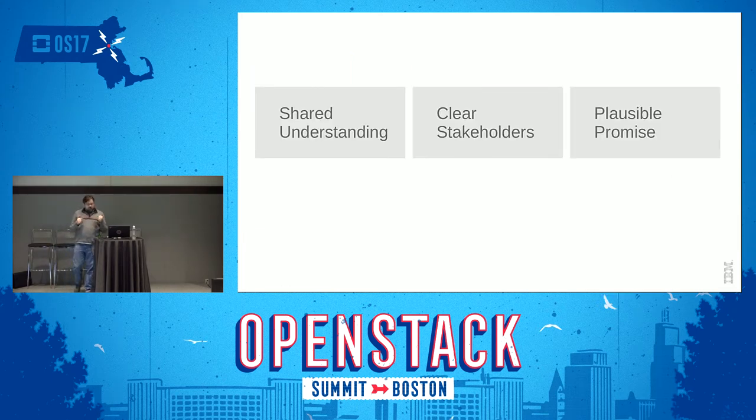So there's kind of 3 things you need to have a successful effort in OpenStack, right? You need some shared understanding of the problem that you were doing, a clear indication of who your stakeholders are and that they're all bought onto it, and then a plausible promise that, yep, everyone believes that with these people signed onto this thing, we're gonna get it done, which means I will put effort, I will help and not get in the way.